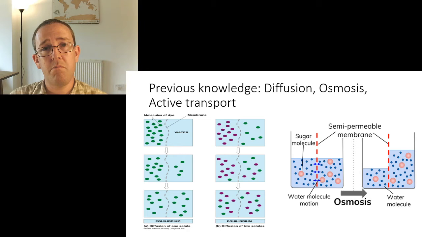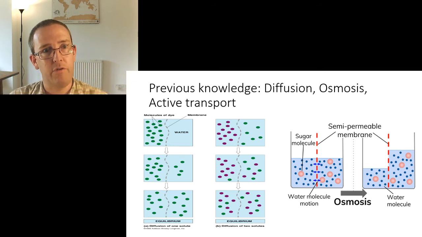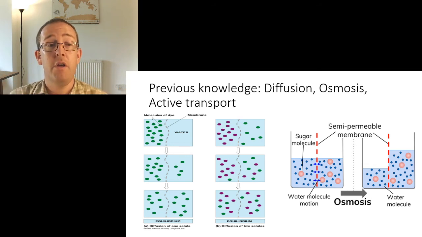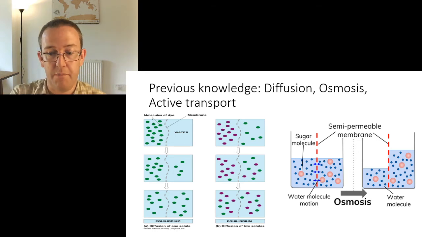The other one we come to is your whole unit on methods of getting in and out of cells. So you have been introduced to diffusion, osmosis, and active transport. Diffusion, obviously, is any small molecule moving down a concentration gradient to reach equilibrium. Osmosis is the passage of water through a semi-permeable membrane, to balance out the concentration of something else.